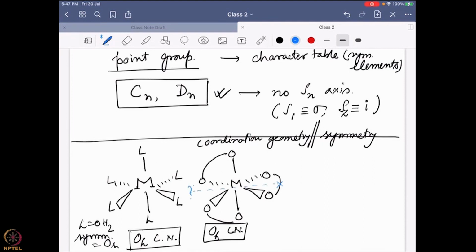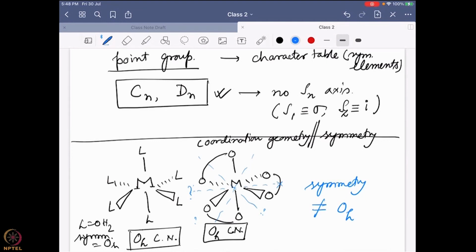It's missing. Similarly over here, the linker is missing. So although the coordination geometry is octahedral, the symmetry over here is not an octahedral one. Be very careful when you define the difference between an octahedral coordination geometry and octahedral point group symmetry. They are two different things.